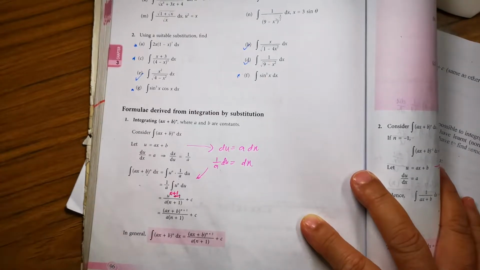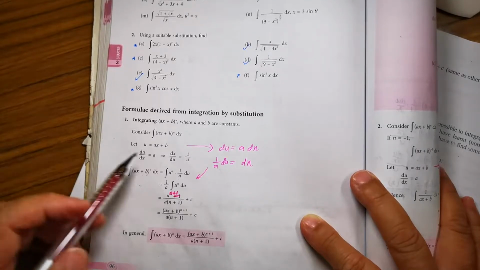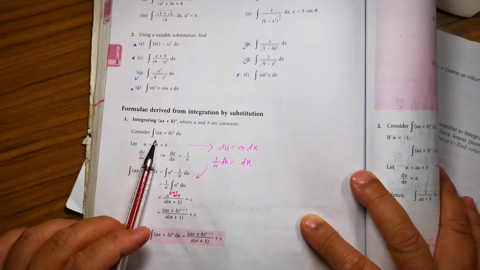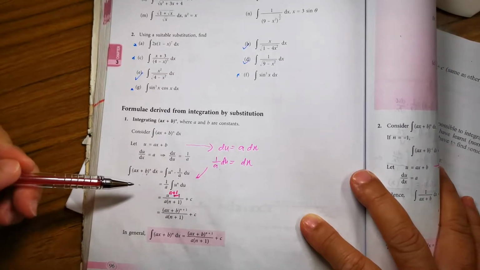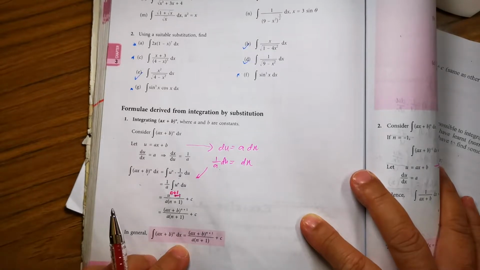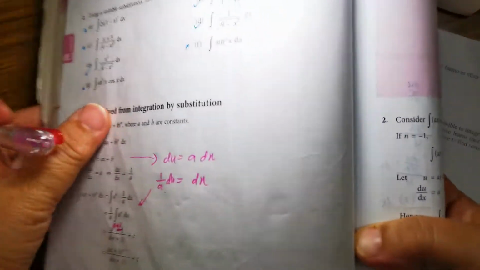So this is the actual substitution step to get this formula. In the exam, if the question doesn't say anything, say you are given 2 marks only for a question and you are asked to integrate something like this, you can straight away apply the formula. No need to show all these steps. So this is the first formula, how we get it. Alright, second formula.